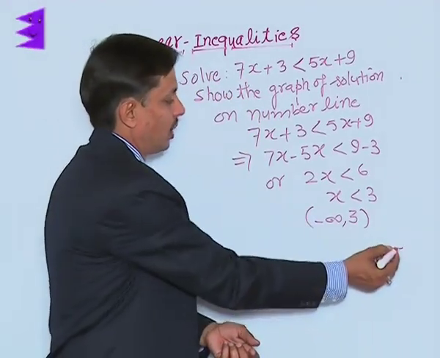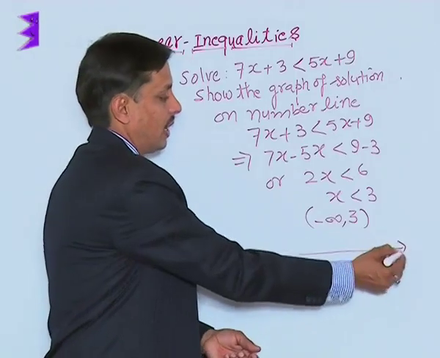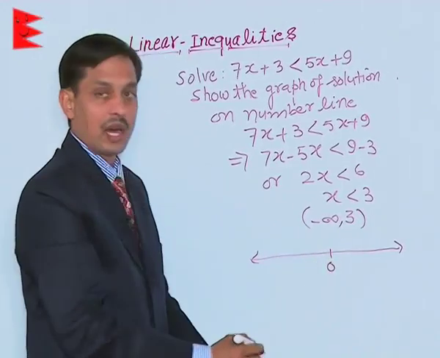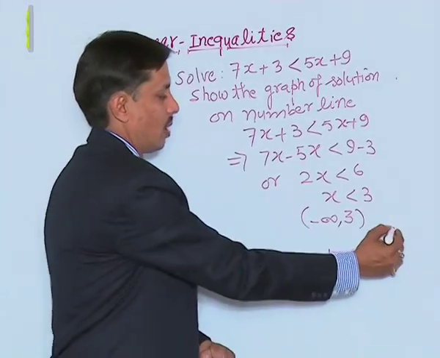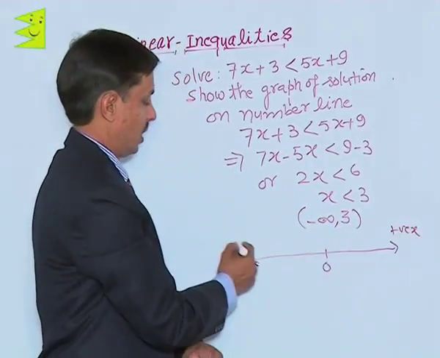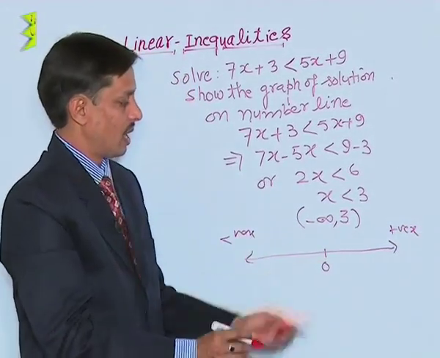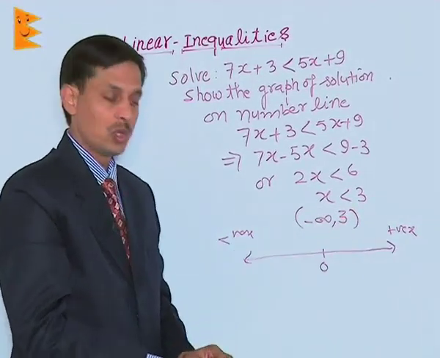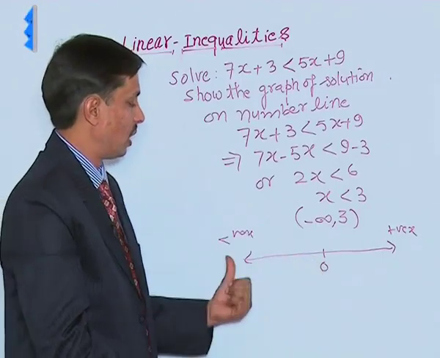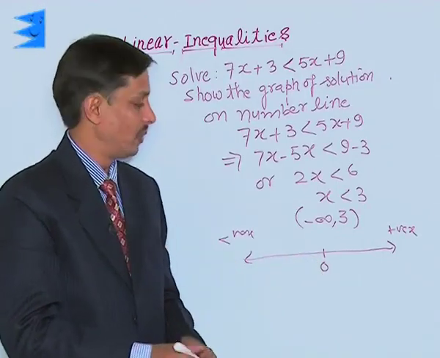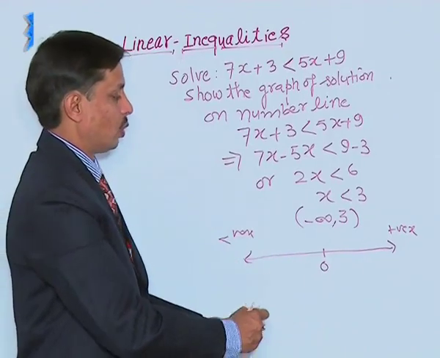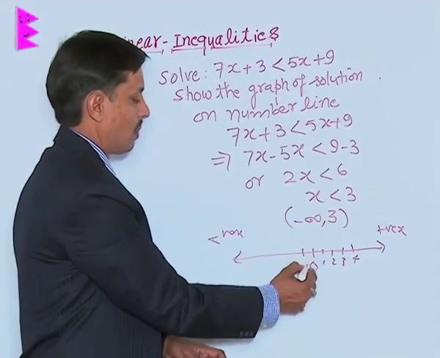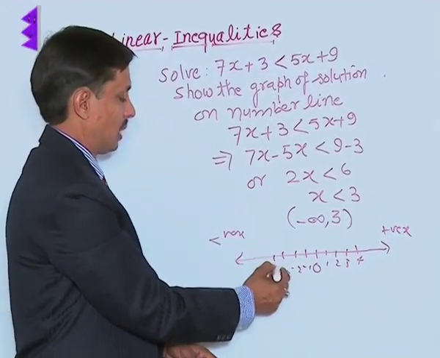The question is how to represent this on the number line. Roughly, this is a number line. Here, the center part is the origin, 0, with the positive zone of x values and the negative zone of x values. From the origin to the right side it tends toward positive infinity, and to the left side it tends toward negative infinity. Suppose here it is 1, 2, 3, 4, minus 1, minus 2, minus 3, minus 4.